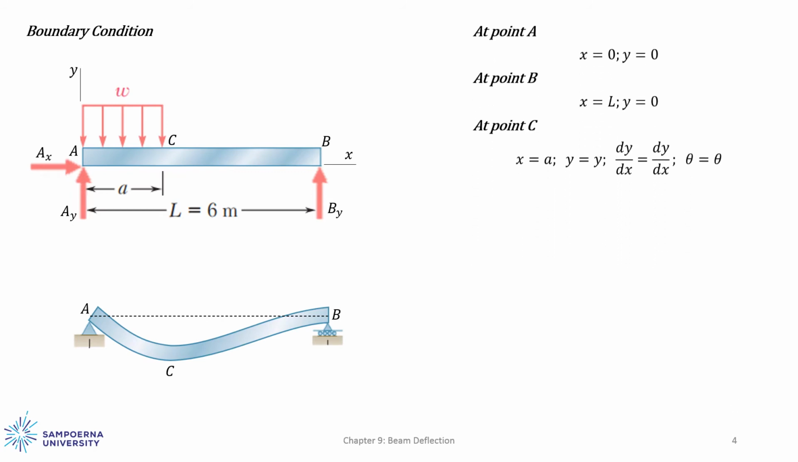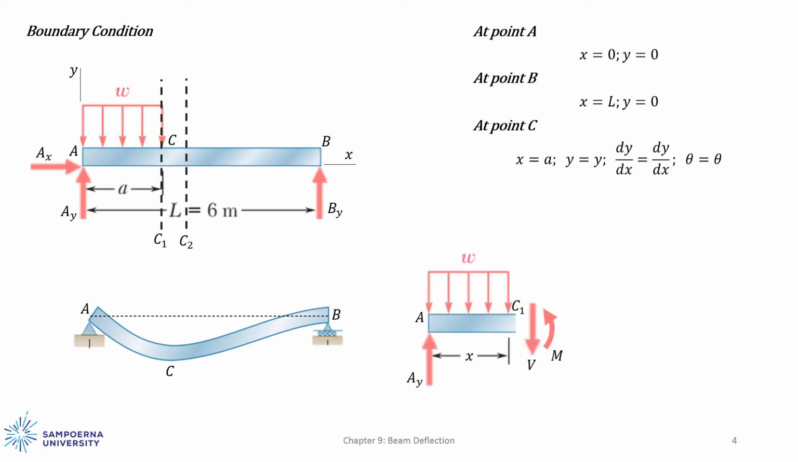Next, we will divide the beam into two at a point between A and C and between C and B because we want to create two equations. Then we will have the left section, which we call AC1. If we draw it in FBD, it will look like this because it's not exactly at C. So this distance is not a but x. The section also contains the boundary condition at A only.